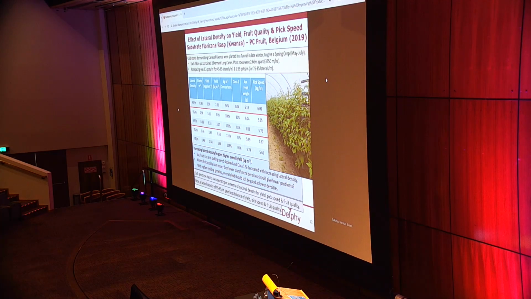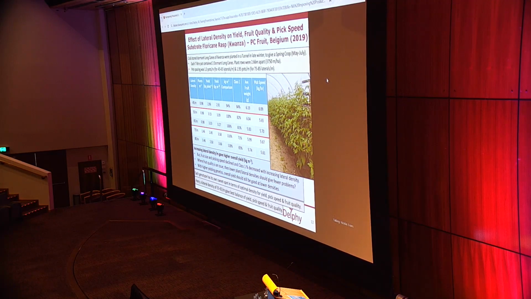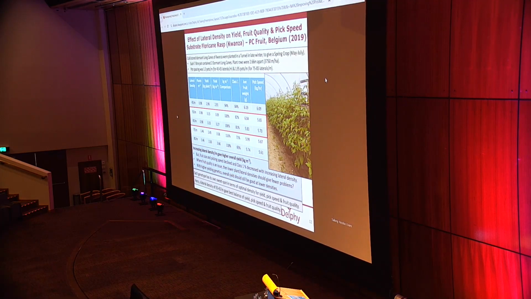This was Floricane Kwanzaa, a PC fruit in Belgium. So they had cold stored dormant long canes of Kwanzaa planted in tunnels in late winter to give a spring crop May to July. Each 7-litre pot contained 2 dormant long canes, and the rows were 2.6 meters apart. And we had 2 pot spacing, 1.3 pots a meter and 1.95 pots a meter, and that gave 45 to 65 laterals a meter and 75 to 85 laterals per meter. And then we have a table here showing the results.